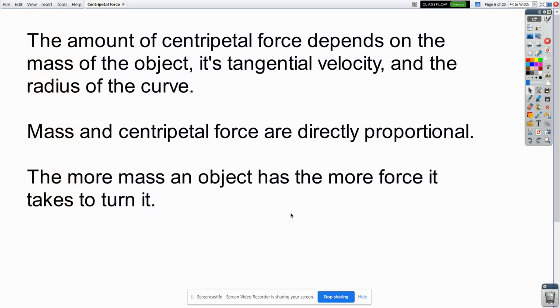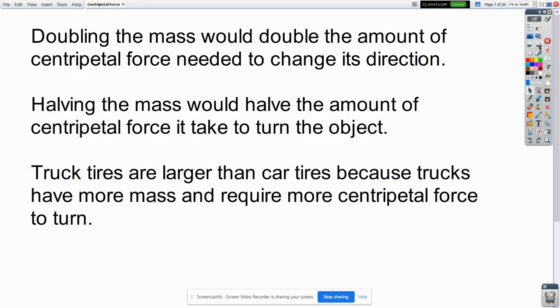The amount of centripetal force needed depends on the mass of the object, its tangential velocity, and the radius of the curve. Mass and centripetal force are directly proportional. In other words, the more mass an object has, the more force it requires to make that object turn. Doubling the mass would double the amount of centripetal force needed to turn that object. Halving the mass would halve the amount of centripetal force needed to turn the object. They are a directly proportional relationship, so they change in exactly the same way.